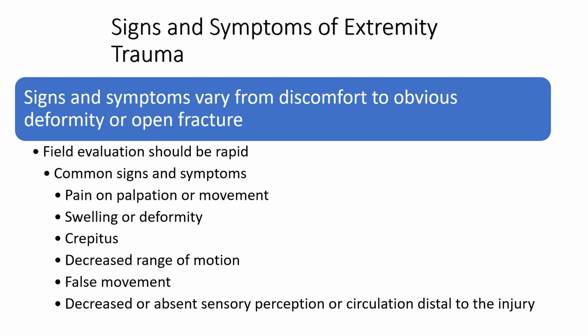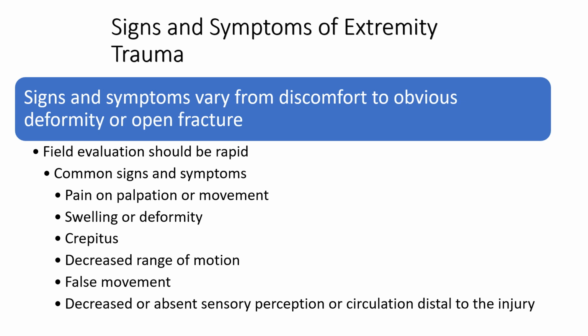Signs and symptoms of extremity trauma vary from discomfort to obvious deformity or open fracture. That makes it real easy. Some of the small incomplete fractures are where we can get in trouble, if we say, oh yeah, there's nothing wrong there, go ahead and sign here AMA, and then they end up having a fracture and have some issues that come along with that. So, things to be aware of.